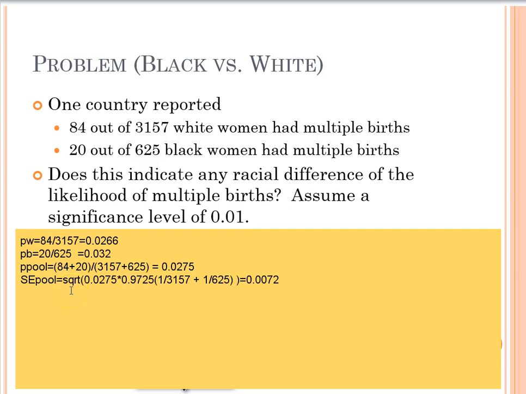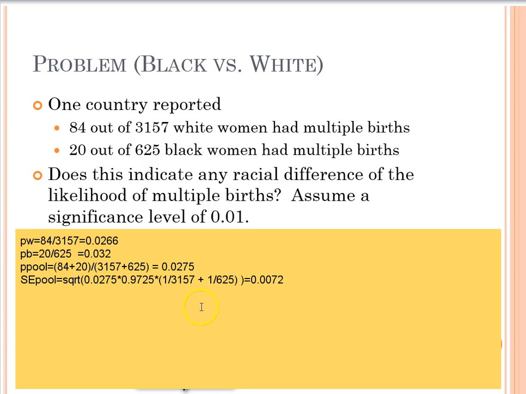So our standard error is just the square root of 0.0275 times 1 minus 0.0275, which is how I got 0.9725. So that's just the Q, 1 minus P. And then I'm going to times those by accounting for the sample size. So 1 over the sample of white women plus 1 over the sample of black women.